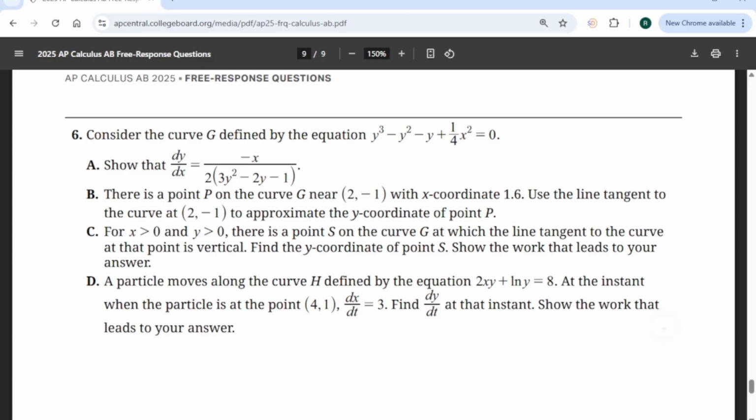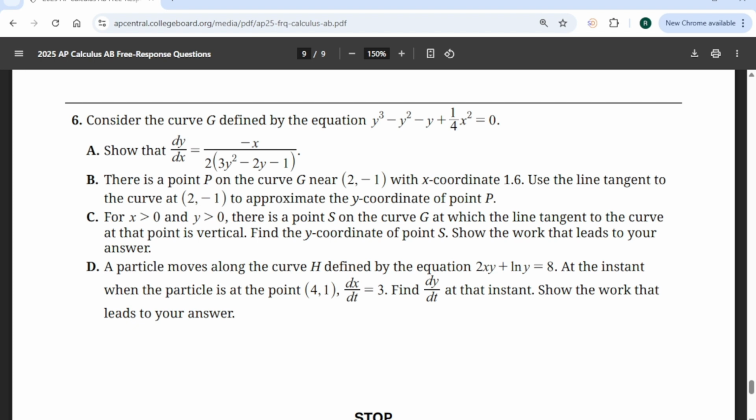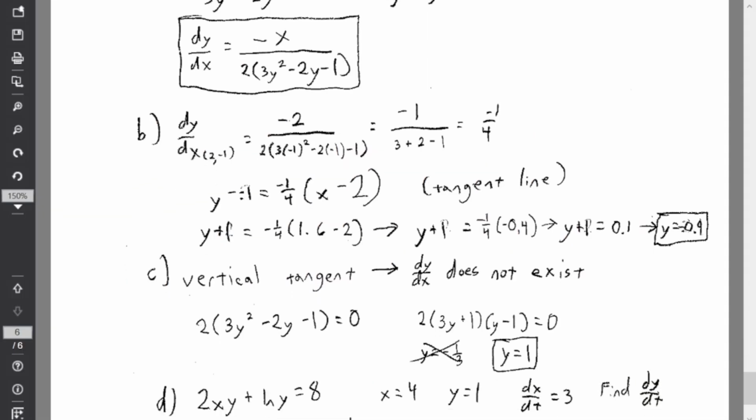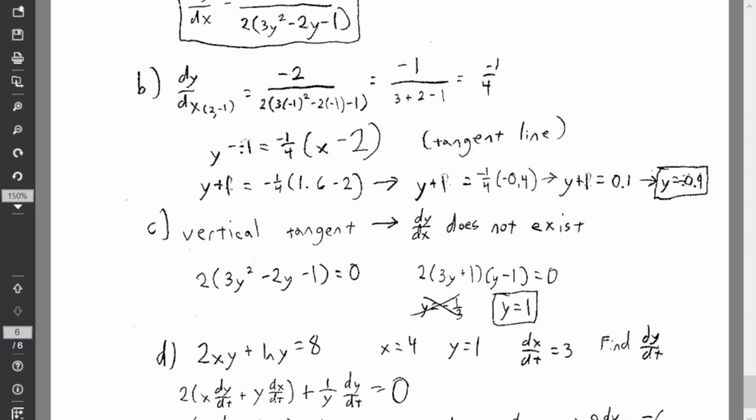Then over on D, it gives us a new curve, and this is a related rates question. So it gives you dx dt, and it asks for dy dt. Now we've got a product rule going on. It tells you at the point 4, 1, so x is 4, y is 1. It gives you dx dt is 3, and it asks for dy dt. So here comes your derivative. I'm going to leave the 2 out in front, and then x times y is a product rule. So x times dy dt plus y times dx dt. That's your first times derivative of the second plus second times derivative of the first.